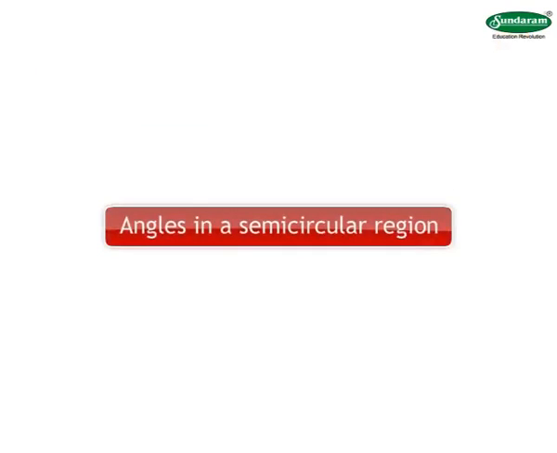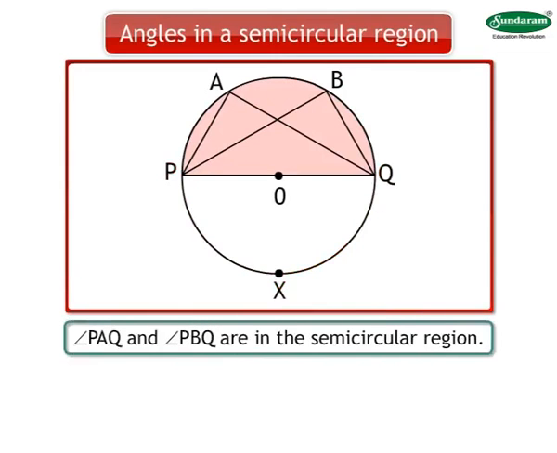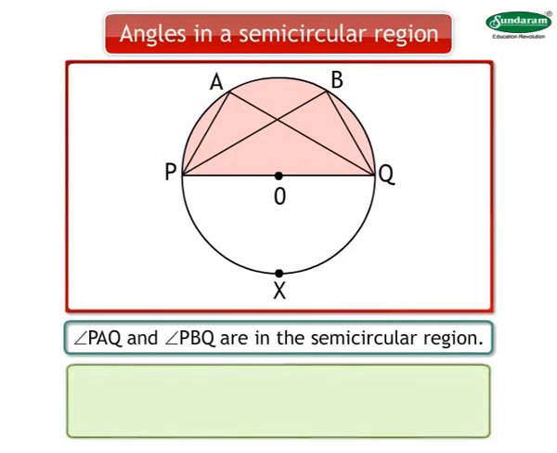Let us now see the property of angles in a semicircular region. Segment PAQ or PBQ and segment PXQ are semicircular region in this figure. Angles PAQ and PBQ are in the semicircular region. Let us measure the angles PAQ and PBQ in a semicircular region with a protractor. Measure of angle PAQ is equal to 90 degrees.